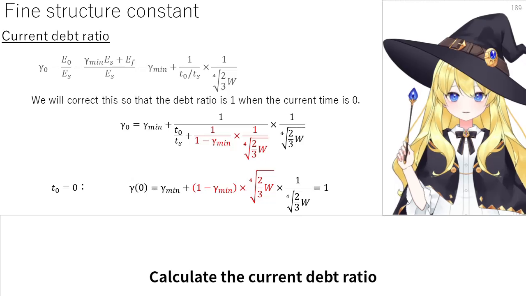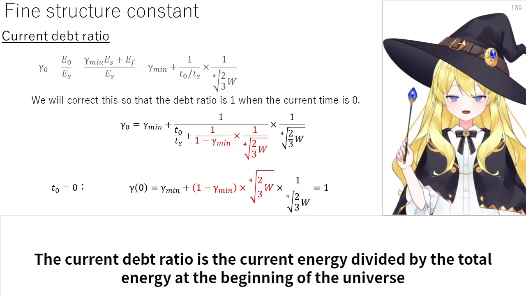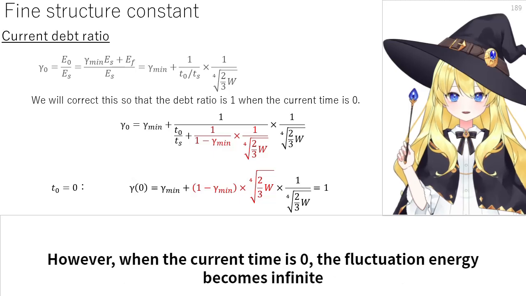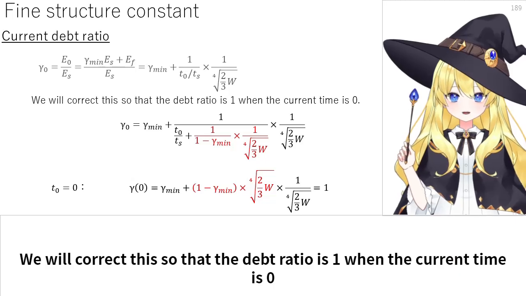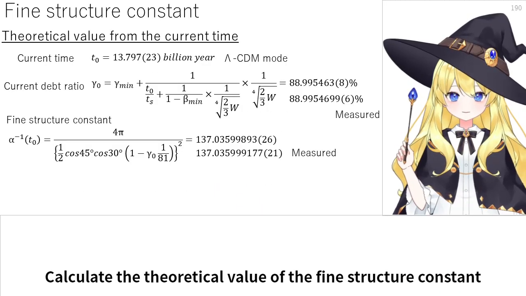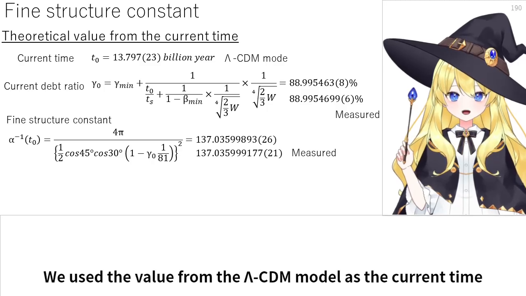Calculate the current det ratio. The current det ratio is the current energy divided by the total energy at the beginning of the universe. However, when the current time is 0, the fluctuation energy becomes infinite. We will correct this so that the det ratio is 1 when the current time is 0. Calculate the theoretical value of the fine structure constant. We used the value from the lambda CDM model as the current time.